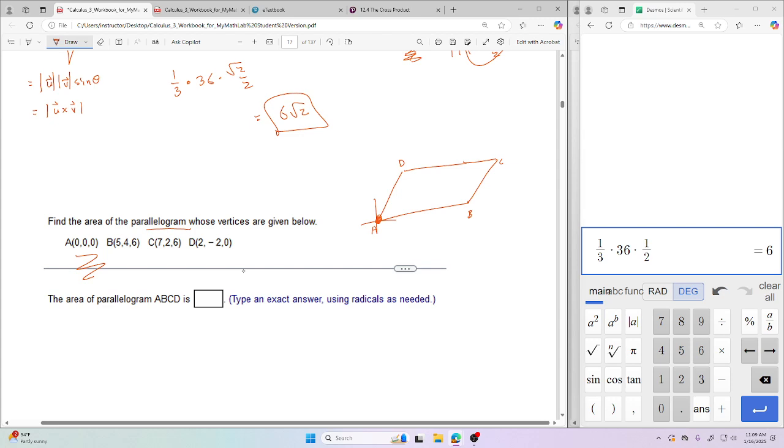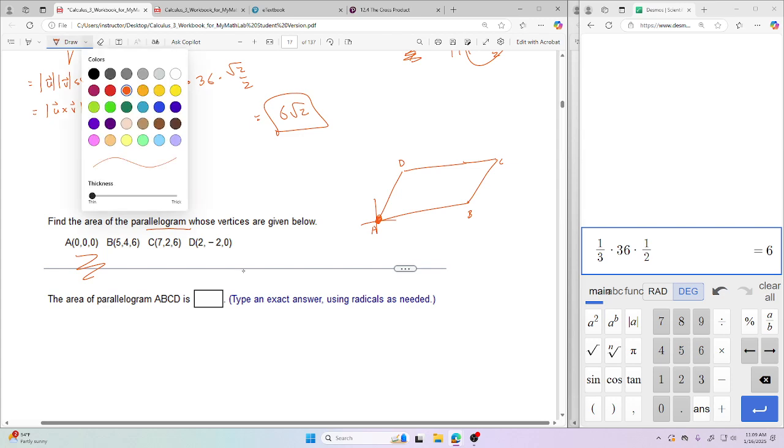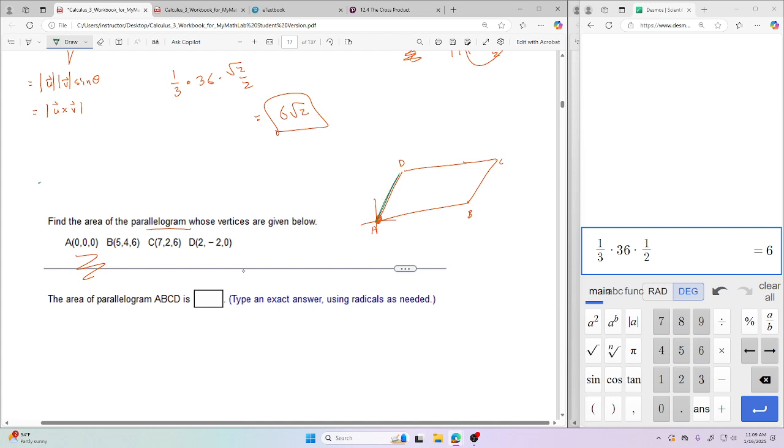I need to find which one is opposite of A, and the reason why is because I need 2 vectors to make this work, do the cross product, and we're done. So like this one and this one, those are the actual 2 vectors that I need to find the answer. I don't need these. Yes?